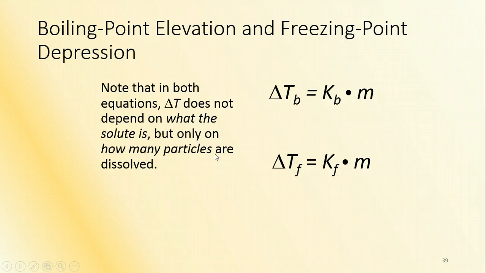Now, it doesn't matter what the identity of the particles are that we have dissolved. So, if I have a certain molality of sugar molecules dissolved in water versus the same molality of ammonia molecules dissolved in water, we're going to end up with this equation. The constants Kb and Kf are dependent on the solvent. Molality, though, is just the concentration, the amount of particles.